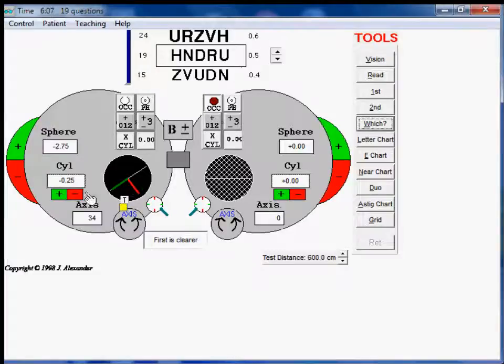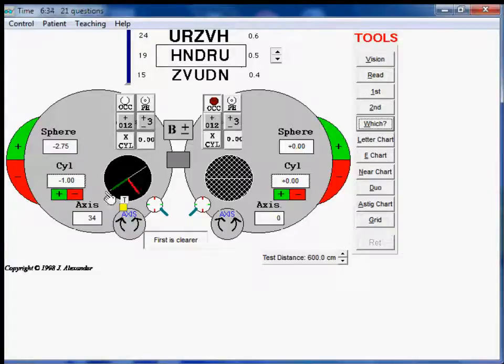First is clearer again, so we add another minus 0.25 Cyl. Try again. Okay, so sometimes it's very slow. So what I usually do is I take a shortcut. I go minus 5 diopter Cyl. Try again.